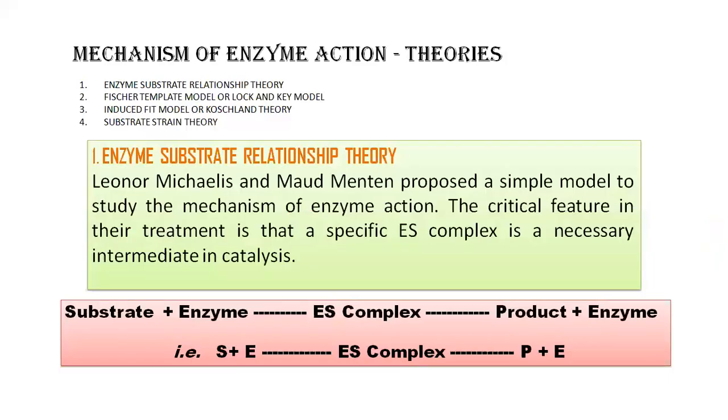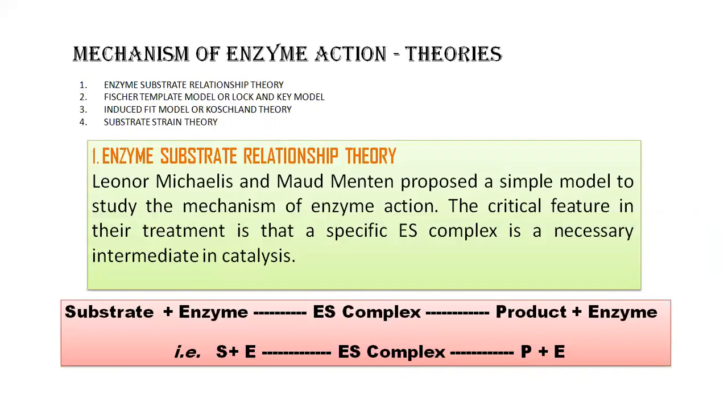Next, we will study the mechanism of enzyme action. There are different theories. We have mentioned four different theories here. First, the enzyme substrate relationship theory. Second, the Fischer template model or lock and key model. Third, the induced fit model or Koshland theory. And fourth, the substrate strain theory. We will first discuss the enzyme substrate relationship theory.